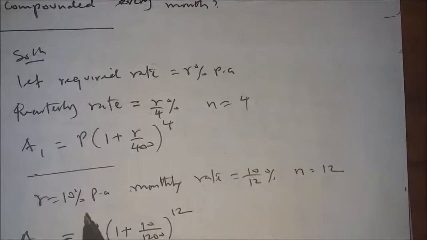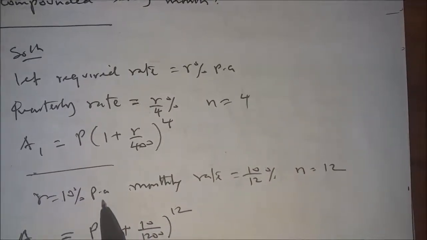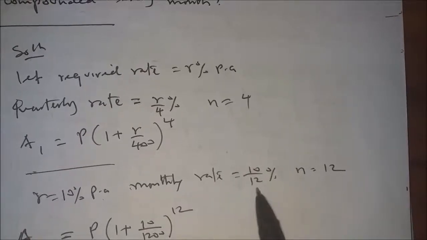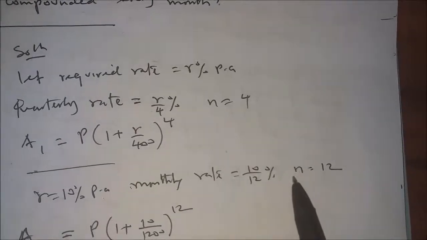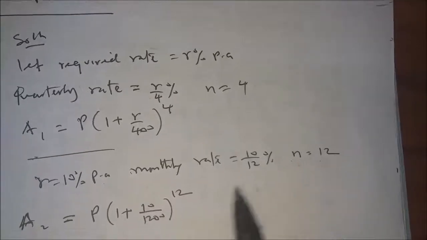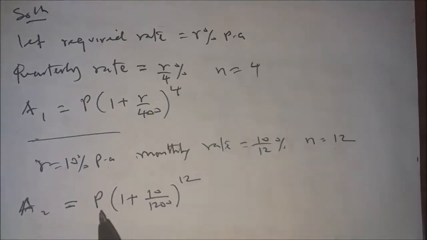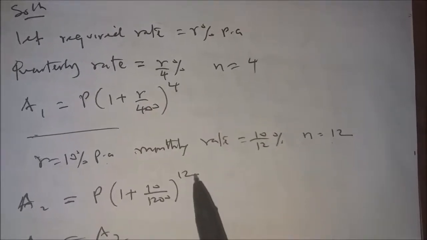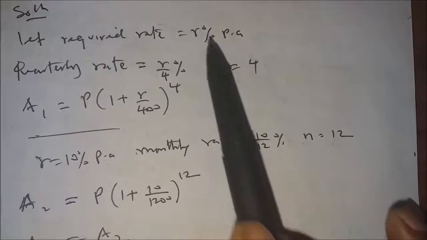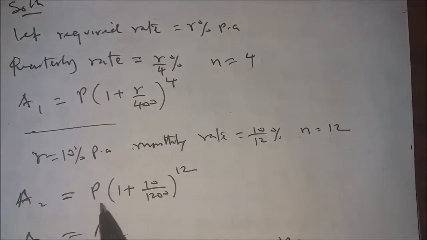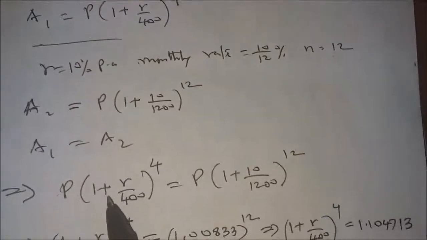Now, the second rate of interest is 10% per annum, but compounded every month. So the monthly rate will be 10 over 12%. And that means in 1 year, interest will be compounded 12 times, so our n is 12. So the accumulated amount is P into 1 plus 10 over 1200 to the power 12. Now, for this rate of interest to be equivalent to this one, this amount must be equal to this amount. So we come up with an equation here.